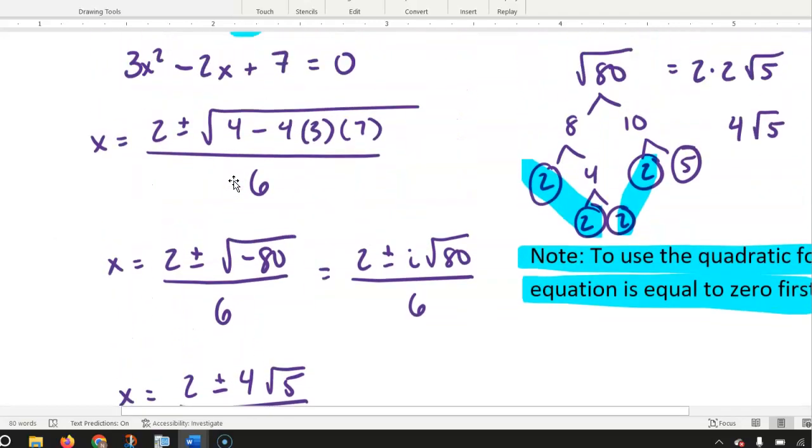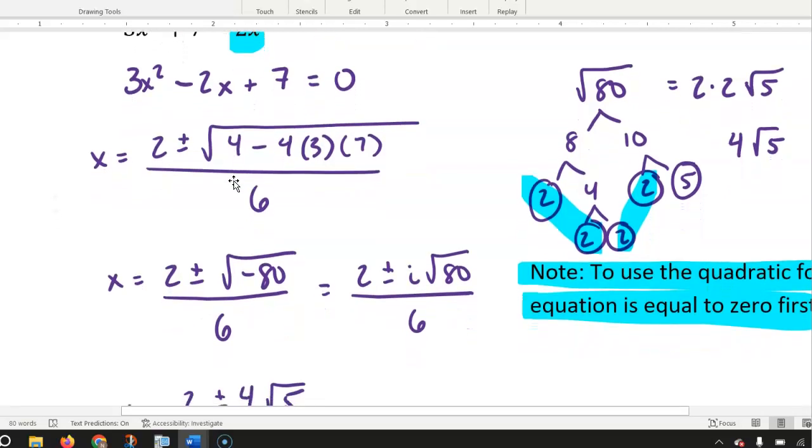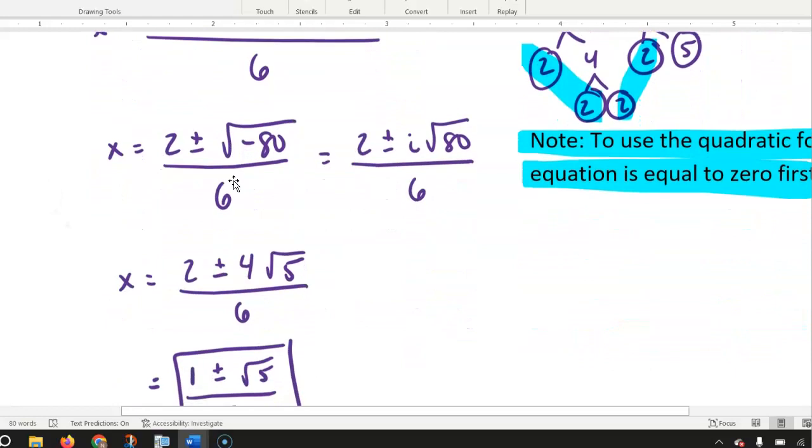Now let's see how you get that answer. So this one, we started it out together. Remember, we subtract 2x. Make sure you put that in the middle. So it'll be 3x squared minus 2x plus 7 equals 0. And then we set it up with the quadratic formula. And the discriminant this time is negative 80.